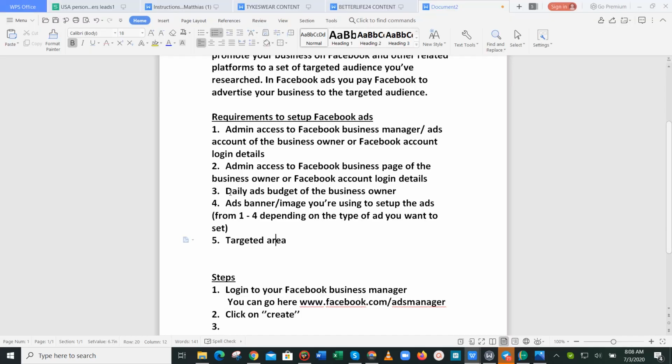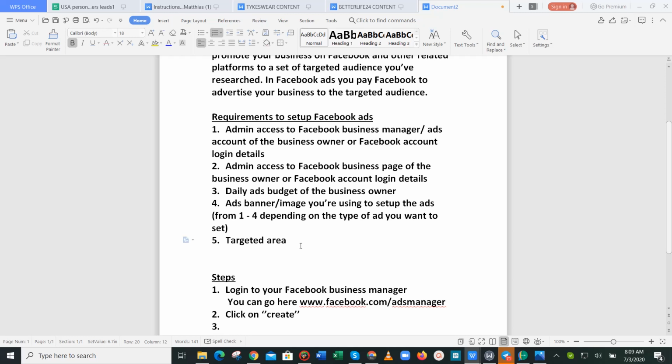So after that, you now need the daily ads budget of the business owner. I said in Facebook ads, you pay Facebook to advertise your product. So Facebook will charge you per day, the daily ads budget. Maybe you want to put $3, $5, $10 per day, depending on how comfortable you are. So you will add the money. Maybe you are comfortable with $1, or $2 or $3 or $5. So you put it. But the least recommended is $3 or $5, so that you can be able to get better results.